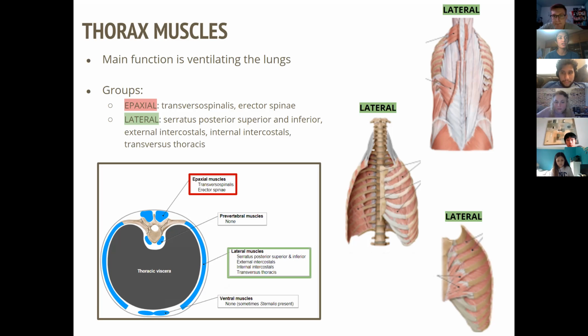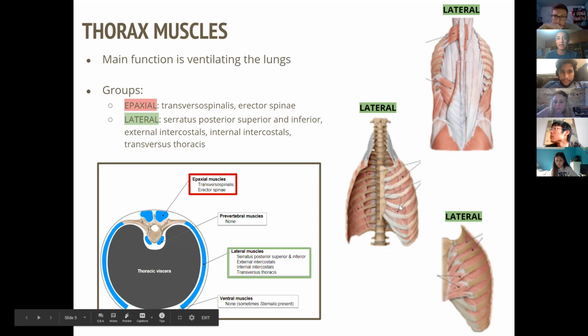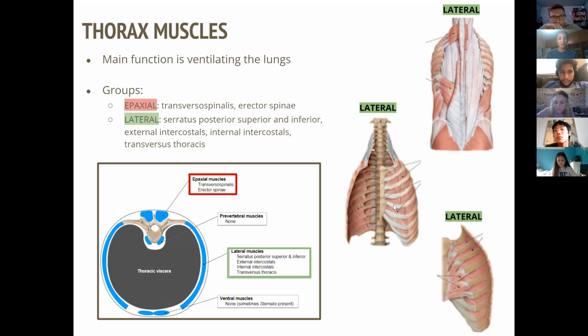One quick question, just to make sure everyone's doing all right. Does anyone know what the main function of all of these muscles is? Is it to rotate our spine? Is it to reach up and down? What's the main function of all these thoracic muscles? Ventilating the lungs. I heard something about lungs. Ventilating the lungs, exactly. So all of these have that same function. And as we talk a little bit more about respiration, we'll talk about that I think in lab 7. We'll talk about how when we expand these muscles, we're really opening up that cavity. So these muscles are important for breathing.